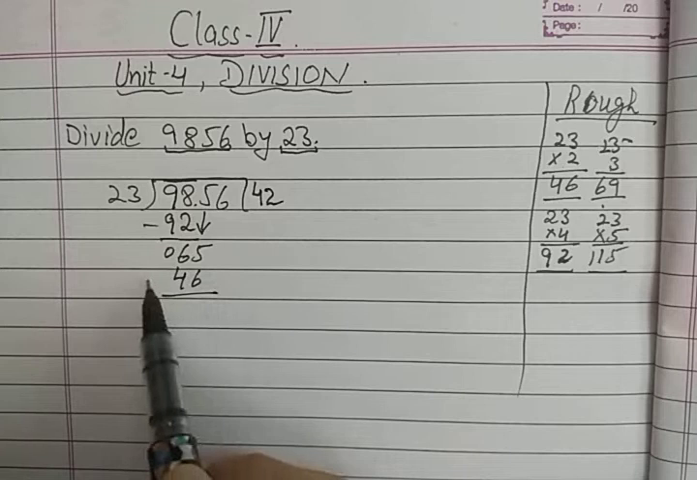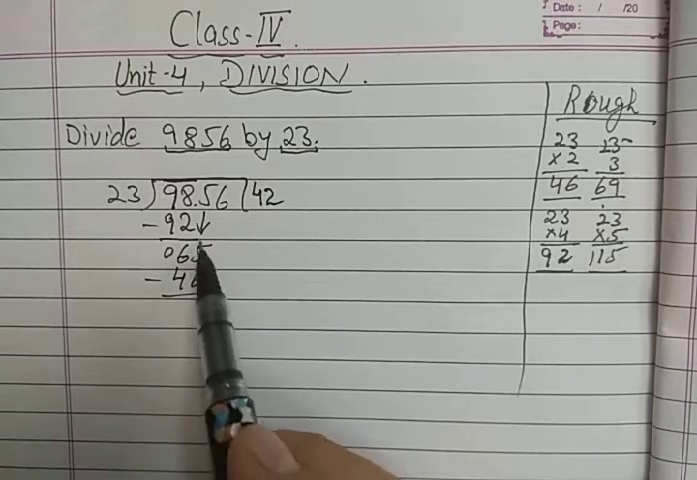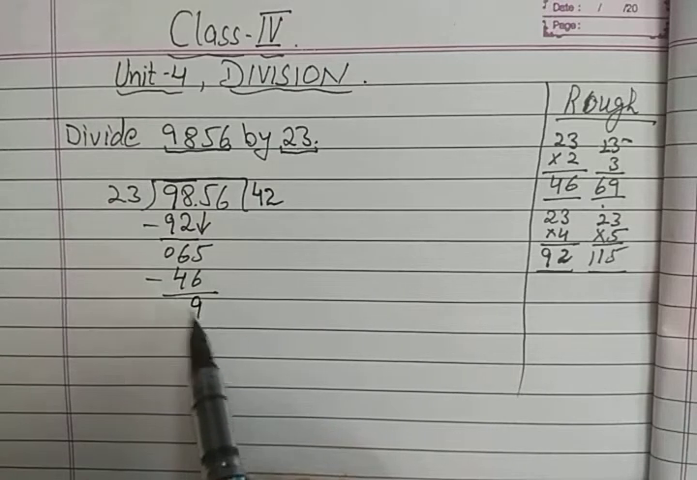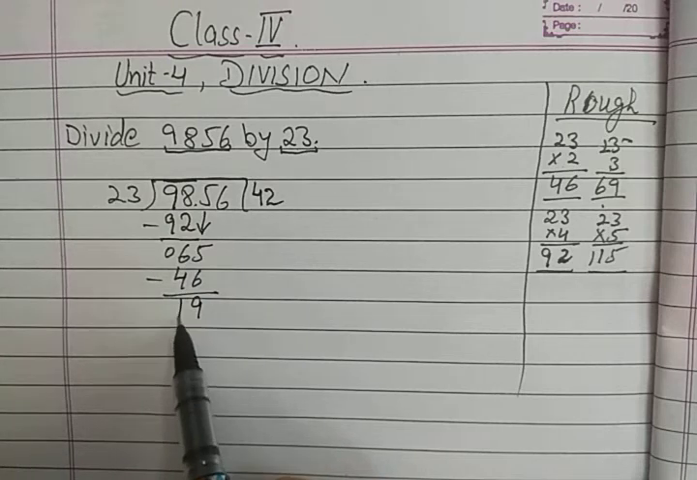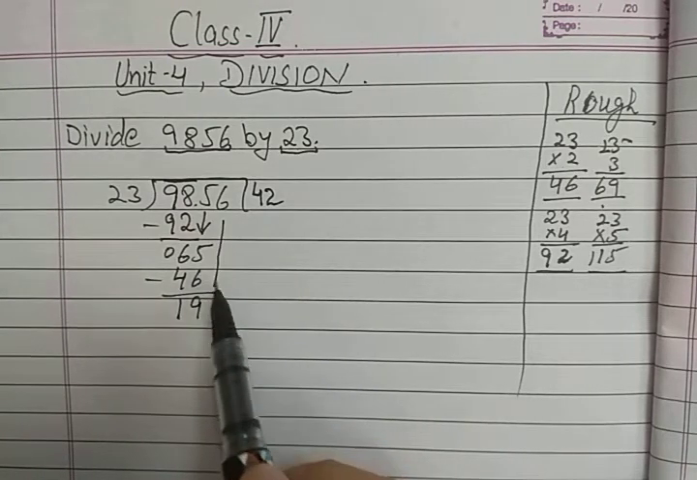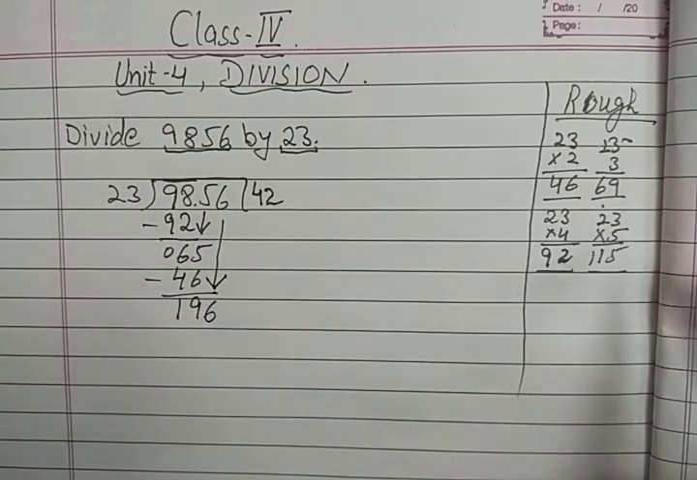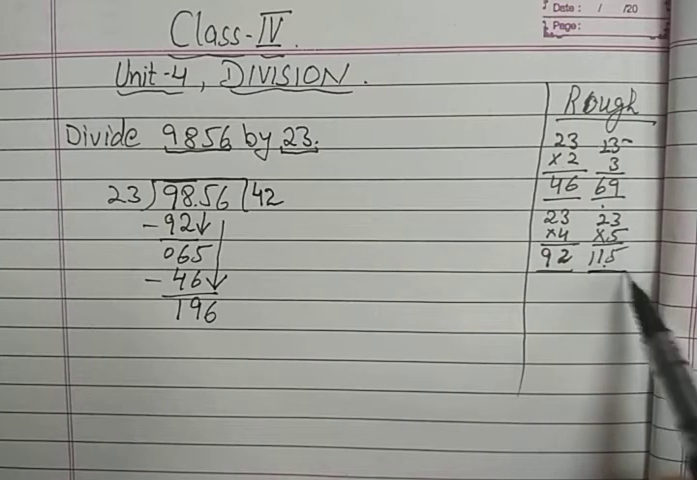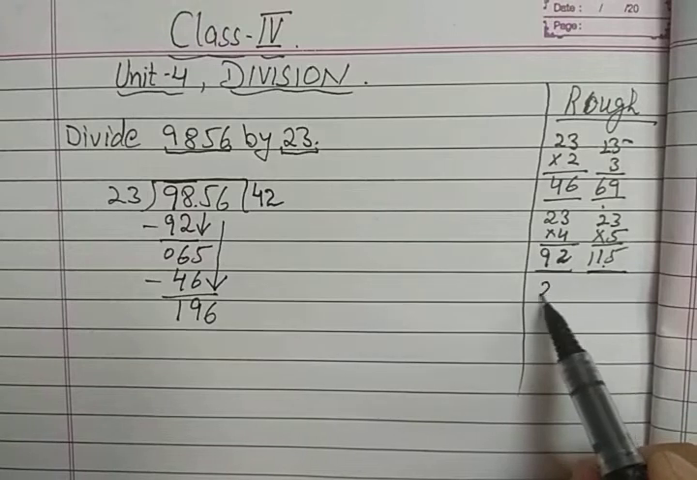Now subtract it. What will be left is, here we will borrow, so it will become 15. So 15 minus 6 is 9, and what will be left over here is 5. 5 minus 4 is 1. 19. Now what will come down is 6. Now 196. So we have seen here that 23 fives, 115, is quite smaller. So we will move to the next digit.